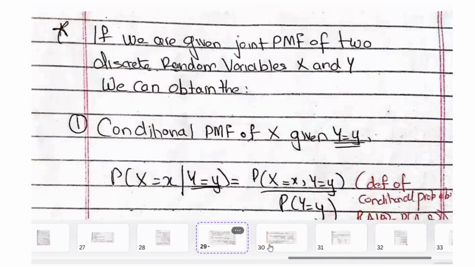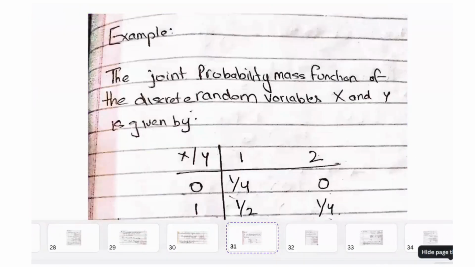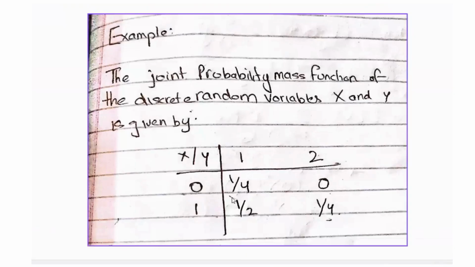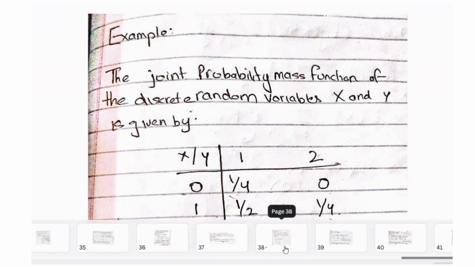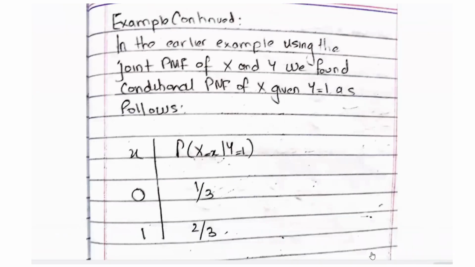Let's just quickly look over here. This was the example that we were looking at. We were given the joint PMF of x and y, and from here we found the conditional PMF of x given y is equal to 1. For this, we found the probability that x is equal to each of its values given y is equal to 1. So this is the conditional PMF we found here.